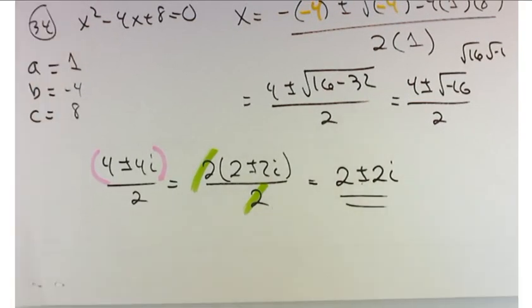Expect a couple problems that have complex answers. That's a nice thing about the quadratic formula. You can't get complex answers so easily when you're trying to factor things, but you can get them with the quadratic formula. Can and will. All right, how are we looking on 34?